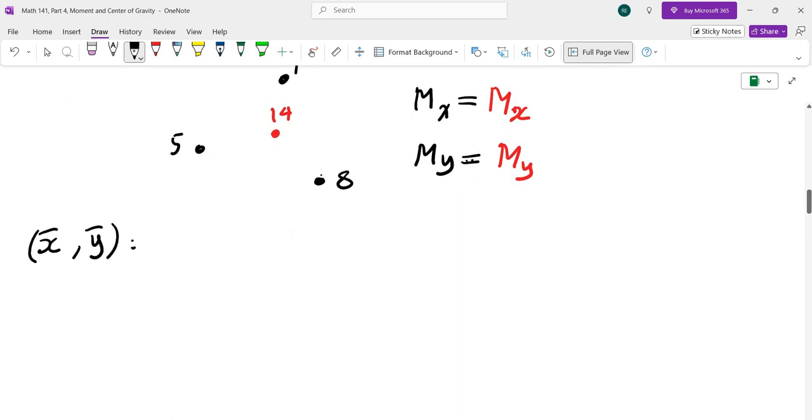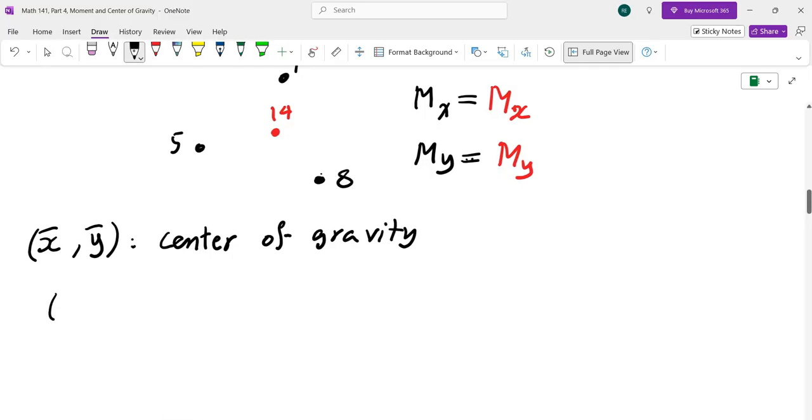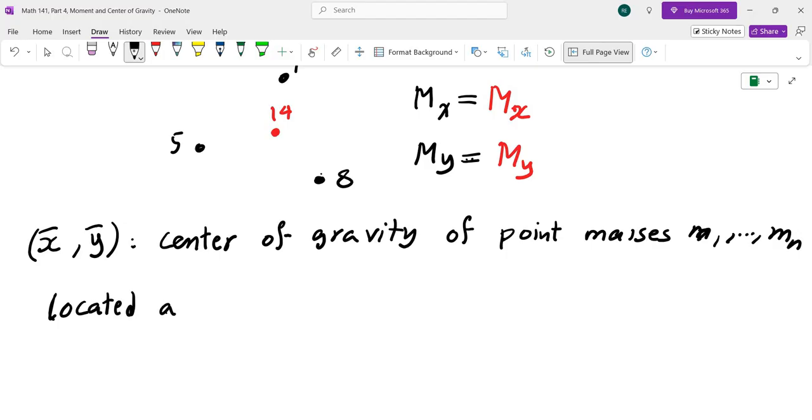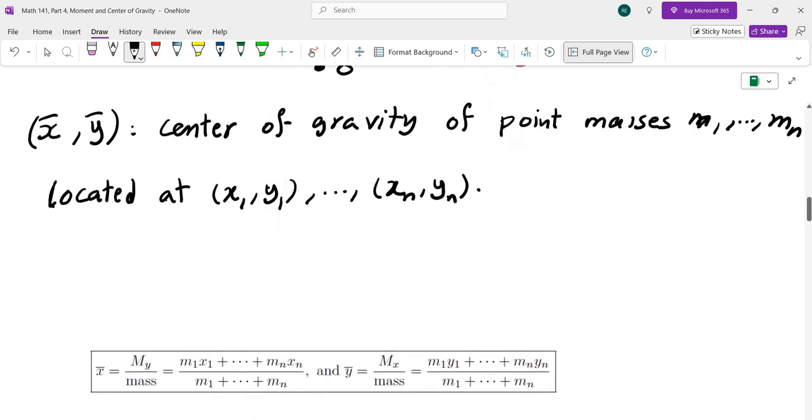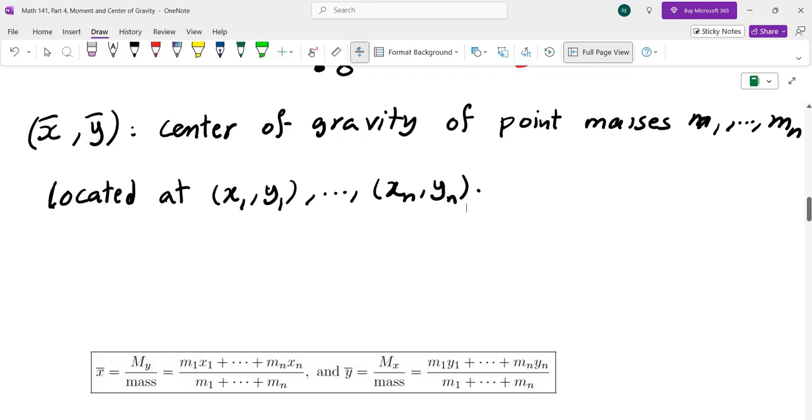So let's imagine the center of mass is located at x bar and y bar. So this is the center of gravity. If that's the case, the moment relative to this would be the total mass. Let's say we have a system of point masses m1 all the way to mn located at x1, y1 all the way to xn, yn. We're going to find the moment for both of them, and then we set them equal.